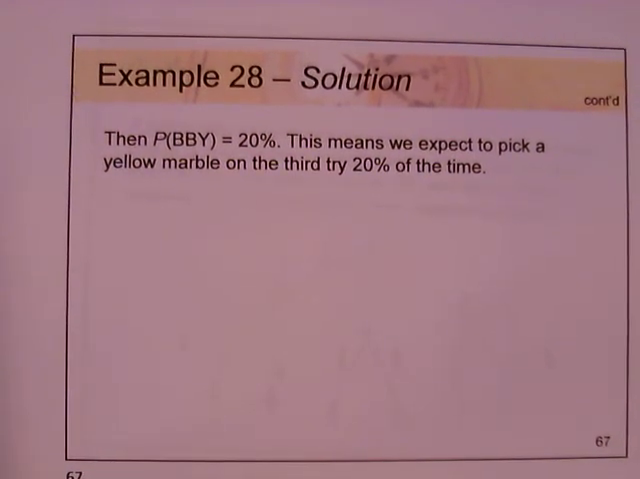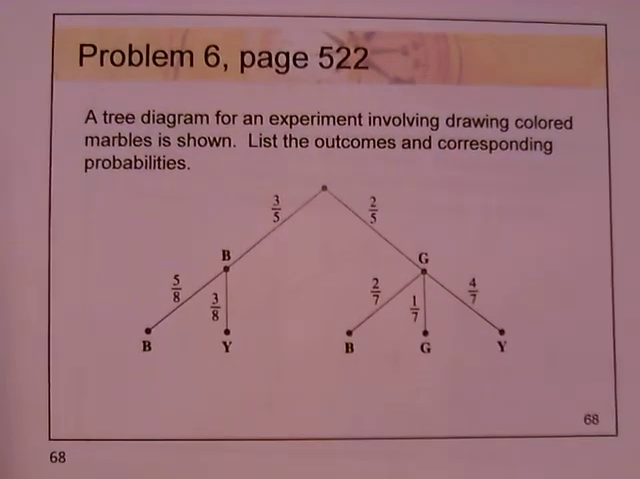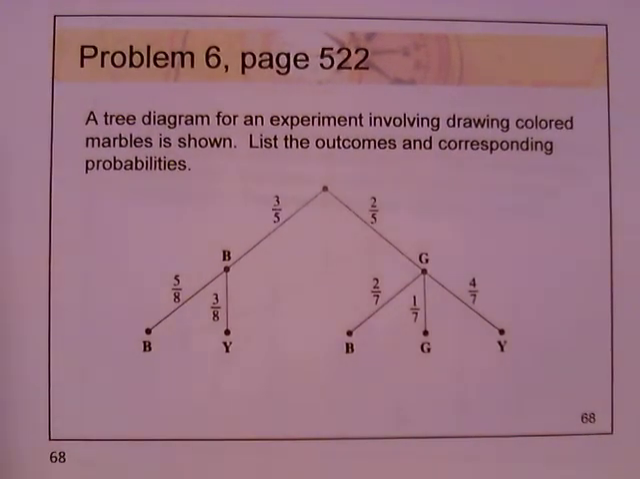All right, now let's look at problem number 6 on page 522. In this case, you have a tree diagram for an experiment involving drawing colored marbles which is given to you. Here you're going to list the outcomes and the corresponding probabilities here.